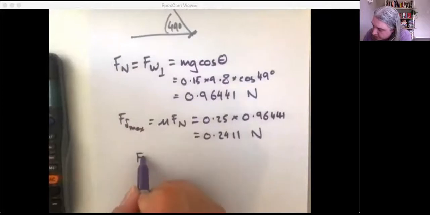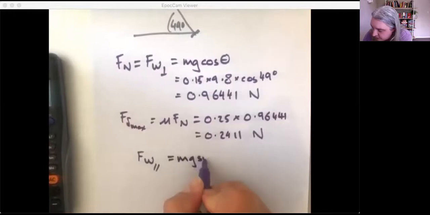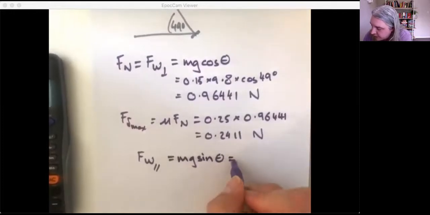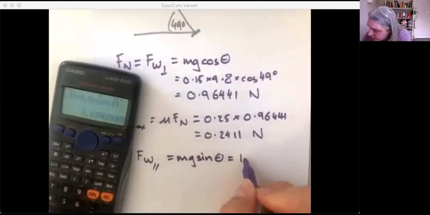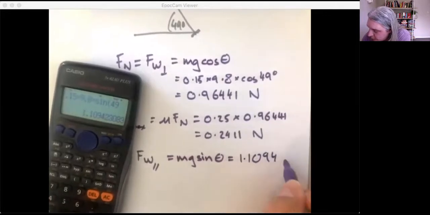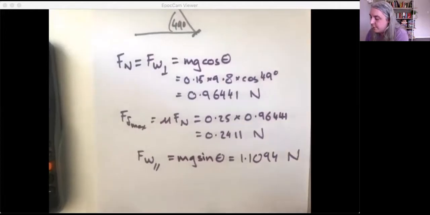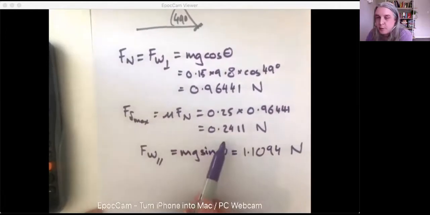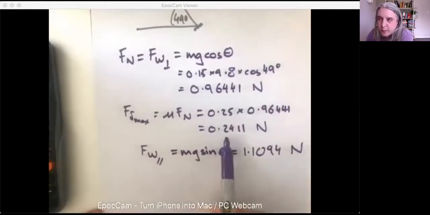What is our weight force that's pulling it down the slope? Our weight force parallel is equal to mg sine theta. Same formula as before, but using our new values, which I won't bother writing, I'll just type straight in. 0.15 times 9.8 times the sine of 49 degrees is 1.1094 newtons. So we have a weight force pulling it down the slope of 1.1094 newtons, and a friction force trying to stop it sliding down the slope of only 0.2411.